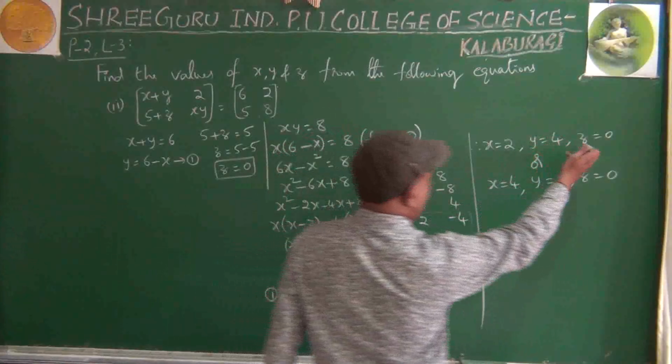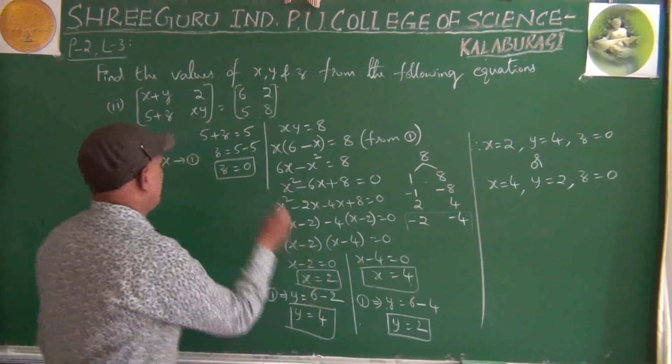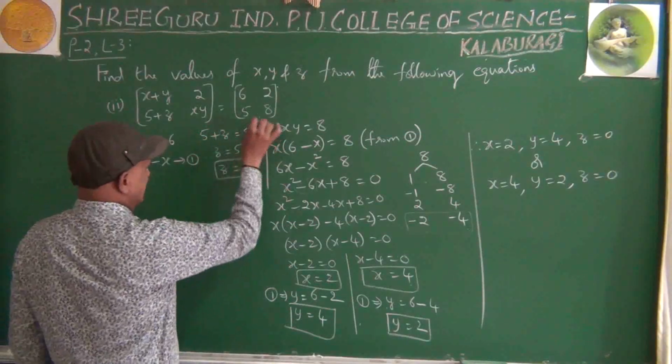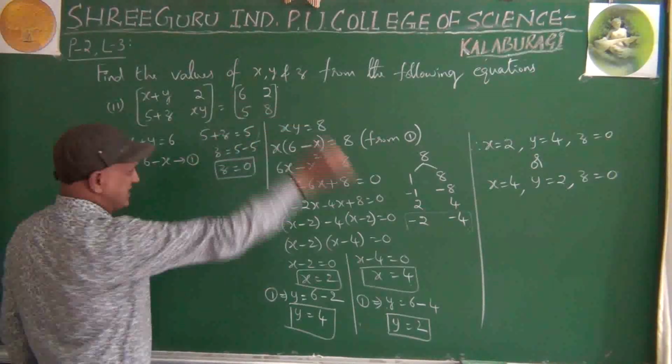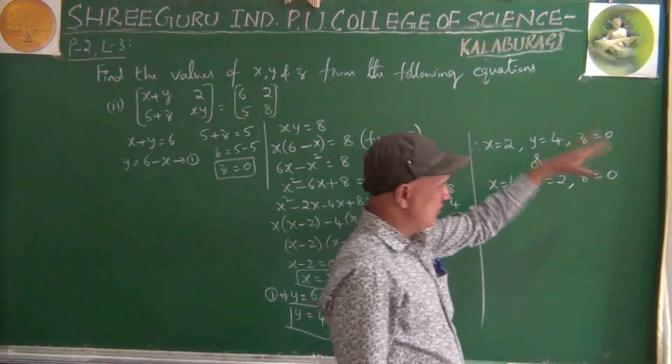Why? Because the z value is not depending on x and y values. Why? Because in this equation x is not there, y is not there. That's why z value is 0 in both the cases.